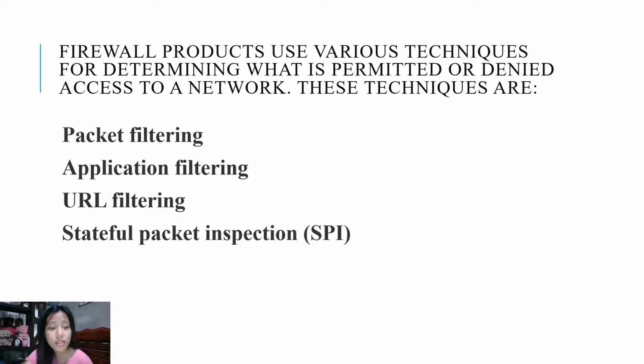So these techniques are the packet filtering, which prevents or allows access based on IP or MAC addresses. Application filtering, so it prevents or allows access by a specific application based on port numbers. URL filtering prevents or allows access to websites based on specific URLs or keywords. And the stateful packet inspection, or the SPI, incoming packets must be legitimate responses to requests from internal hosts.